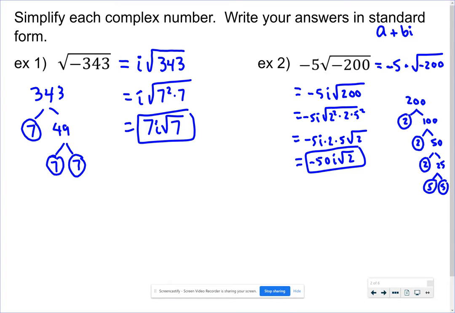All right, a couple more. And notice for each of these, they're pure imaginary numbers. This one's 0 plus 7i, square root of 7, right? We don't usually write it that way. Pure imaginary numbers.